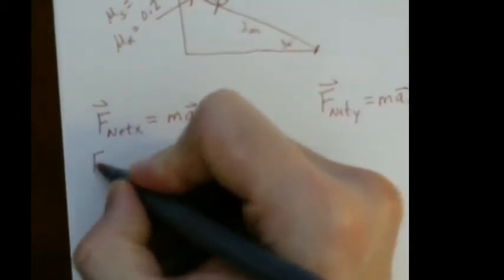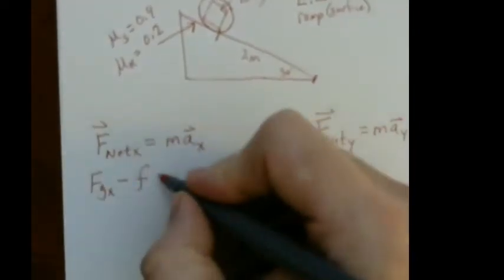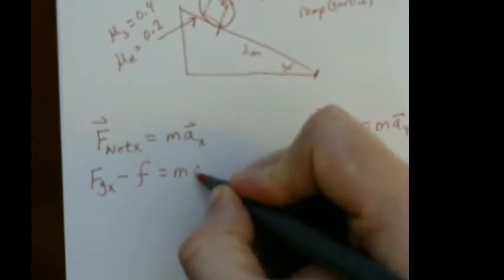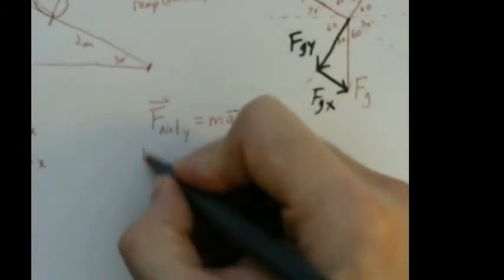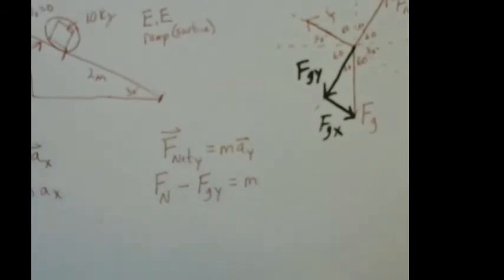Come over here and write this out. In the x direction, we have F_Gx down the hill, which we'll call positive, minus our frictional force up the hill, that has to equal m a_x. In our y direction, we have 2 forces. The normal force up minus F_Gy because it is down. That has to be equal to m times the acceleration in the y direction.